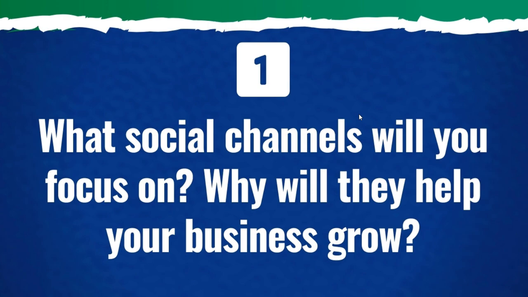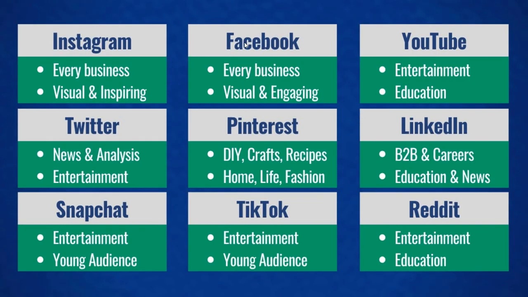So let's go over some of the major social channels here: Instagram, Facebook, YouTube, Twitter, Pinterest, LinkedIn, Snapchat, TikTok, and Reddit. I tried to boil down every single social media channel into who should use it, some of the goals you have, what people are looking for. So for example, with YouTube, people are either looking for videos that entertain or videos that educate. With Surfside PPC, I focus on education. Other people, if you're a comedian, you're going to focus on entertainment.